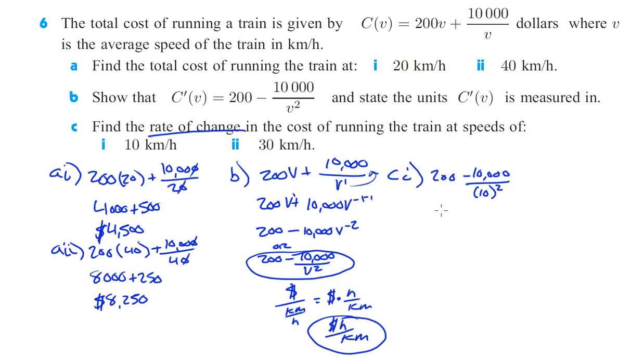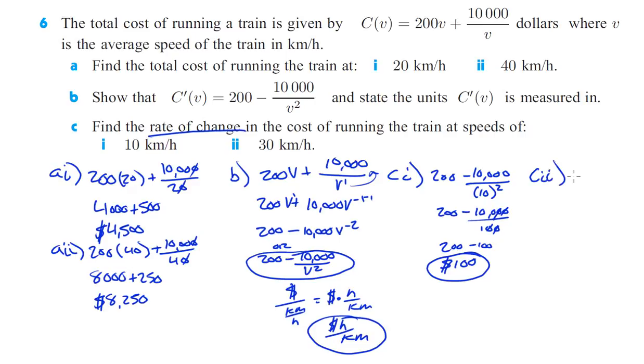So 10 squared. So it's 200 minus 10,000 over 10 squared, which is 100, right? So we get rid of 2 of those zeros. So it's 200 minus 100, which gives us 100. So the rate of change in the cost of running the train at 10 kilometers an hour is $100 for every hour per kilometer. Weird. Okay.